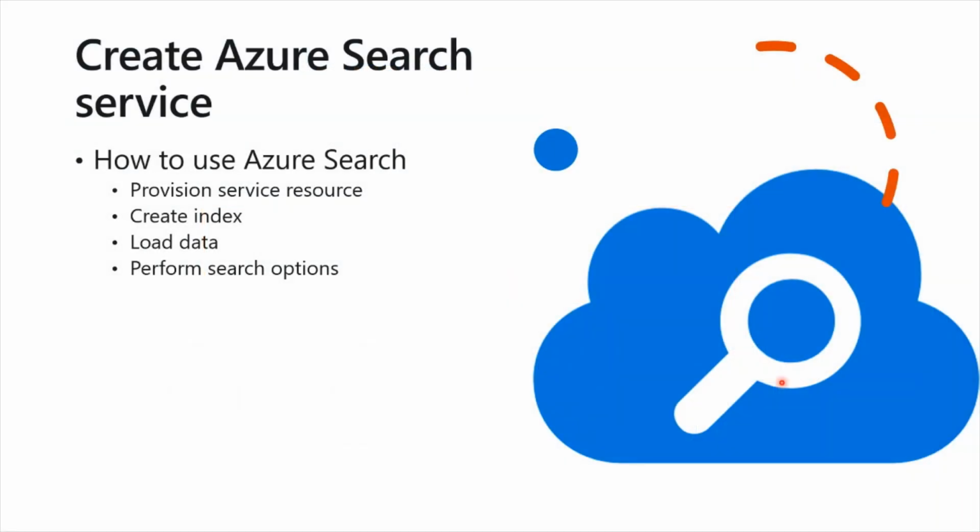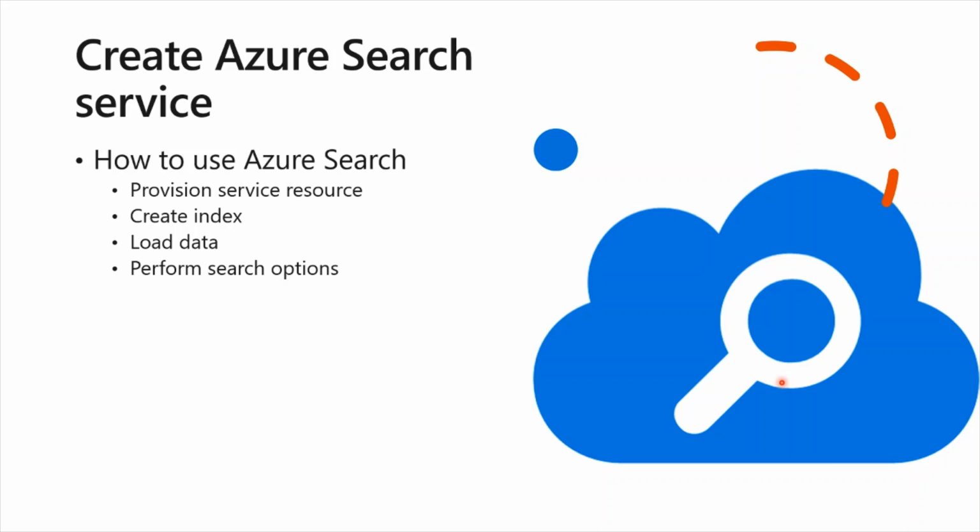So to create Azure Search service, how to use Azure Search? Step 1. Provision service. You can provision an Azure Search service in Azure portal or through the Azure Resource Manager Management API. You can choose either the free service shared with other subscribers or paid tier that dedicates resources used only by your service. For paid tiers, you can scale a service in two dimensions.